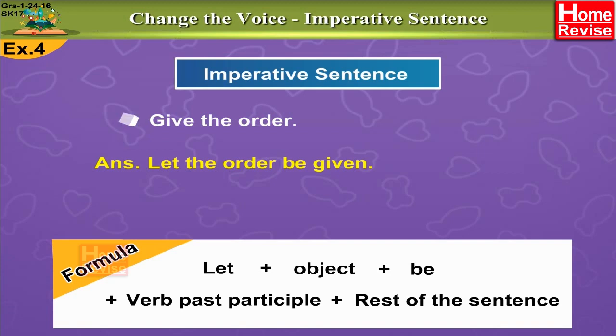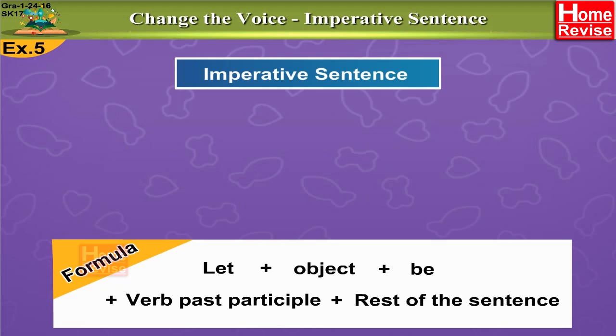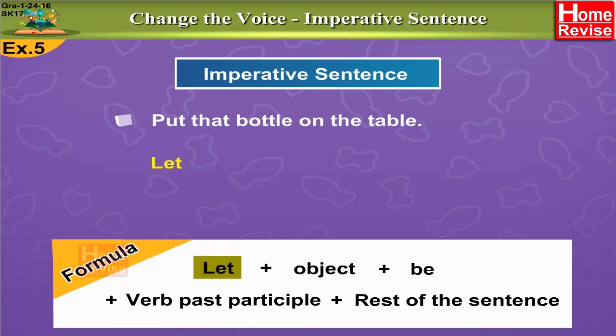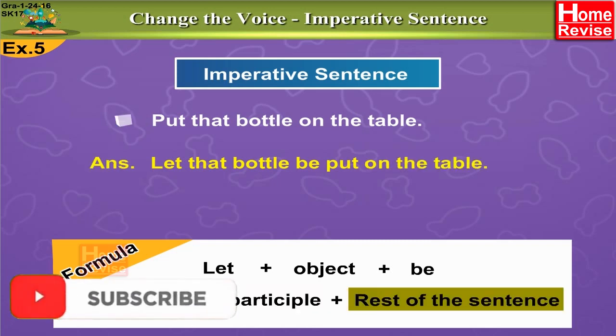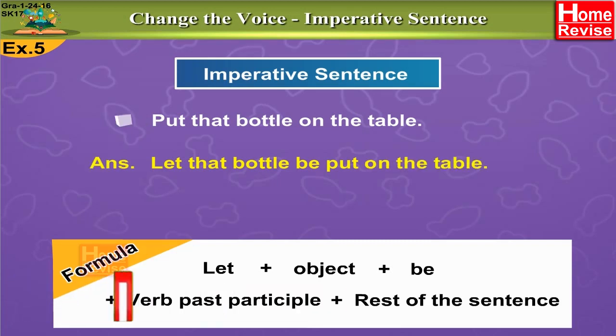And here we go with one more example. Put that bottle on the table. What is to be put? The bottle. So that bottle is the object. Let's apply the formula and begin the sentence with let. Let that bottle be, past participle of the verb put is put plus the rest of the sentence. So your answer is let that bottle be put on the table.